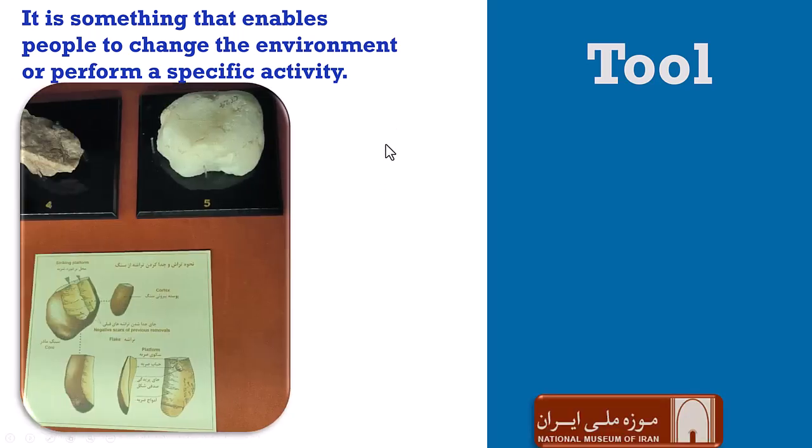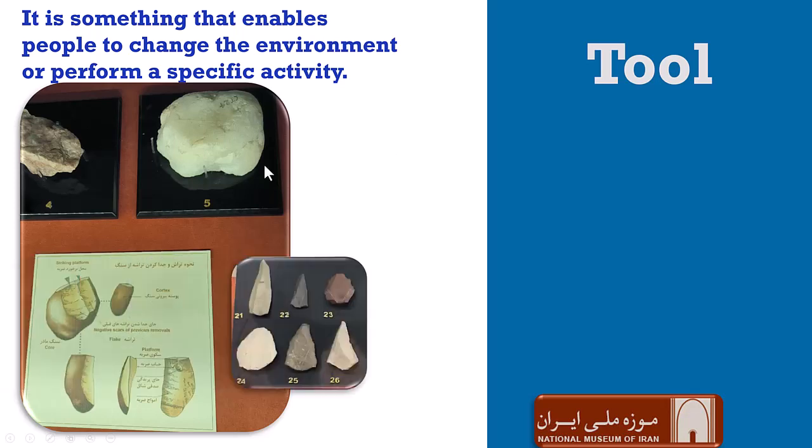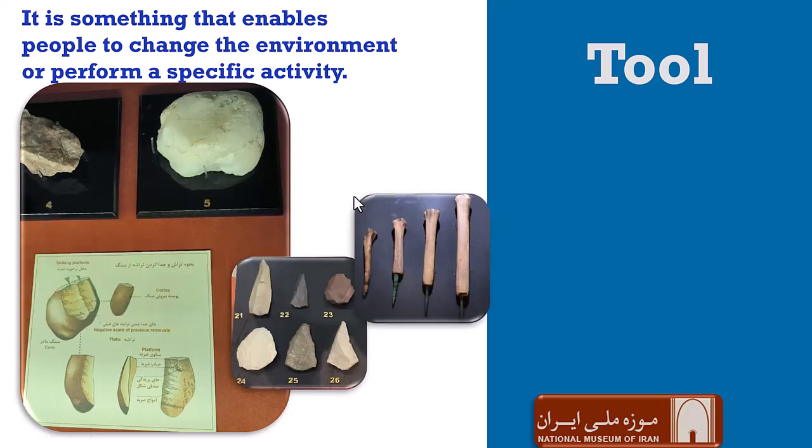Let's start by defining the tool. It's something that enables people to change the environment or perform a specific activity. Early humans used to break or polish stones in some way for their desired use. Later, they became more expert in this work and could make spears. In the next steps, they were able to put several different materials together. For example, in this picture, they made tools with bone and metal.